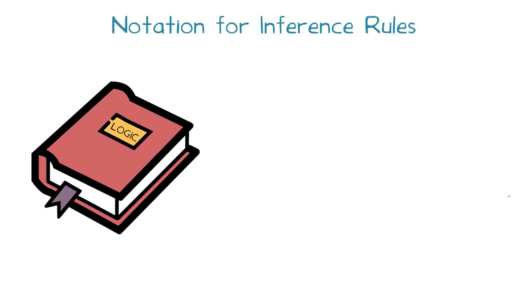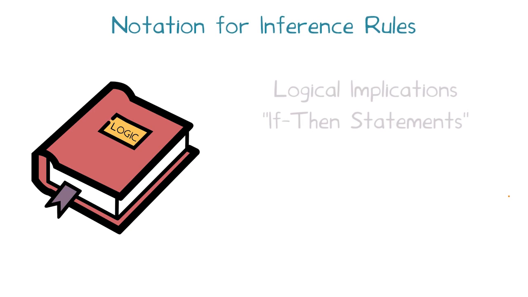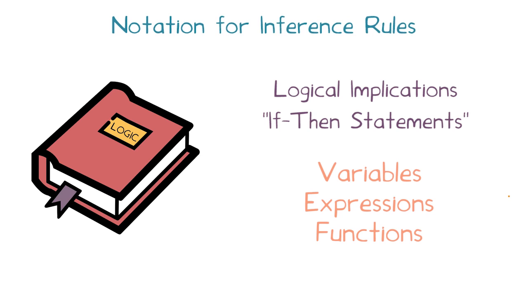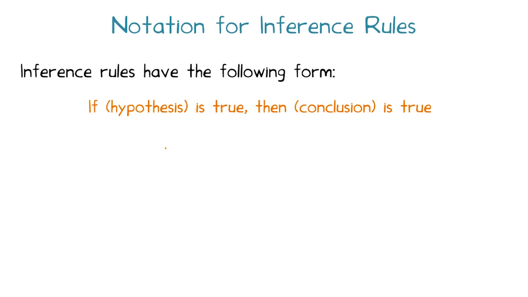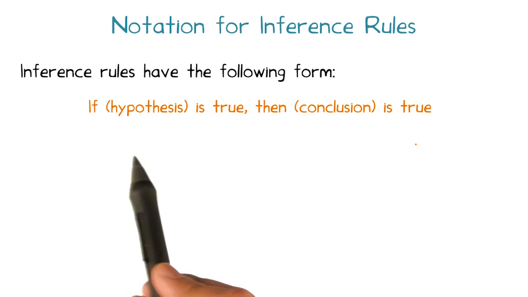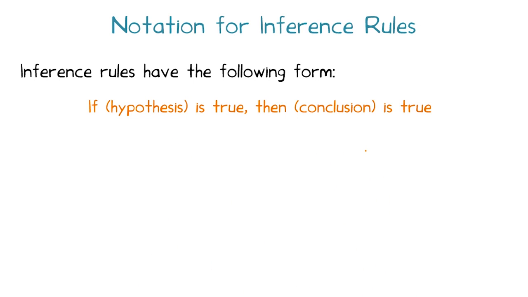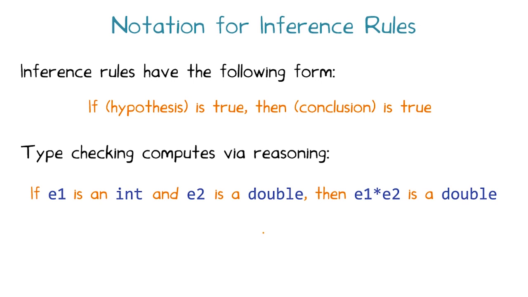If you have studied formal logic, you may be familiar with logical implications, or if-then statements. Inference rules in type systems are if-then statements, which are used to reason about the types of program fragments, such as variables, expressions, and functions. A rule of inference takes the form, if hypothesis is true, then conclusion is true, where the hypothesis and the conclusion are logical formulas. An example of an inference rule that might be used in a type system is, if E1 is an int and E2 is a double, then E1 times E2 is a double.